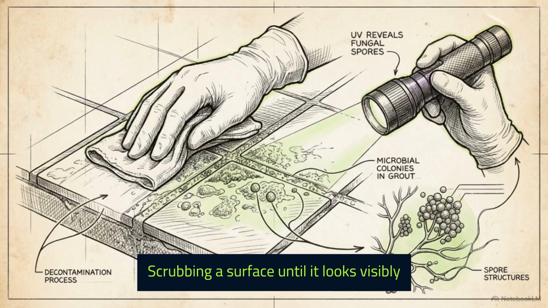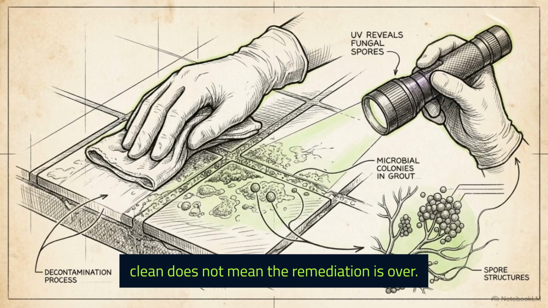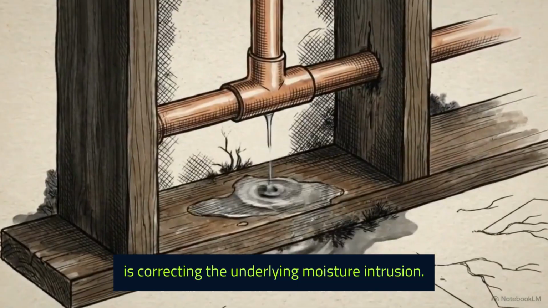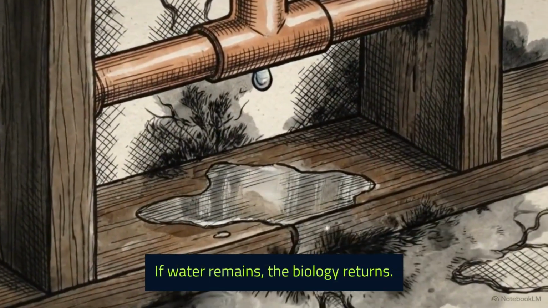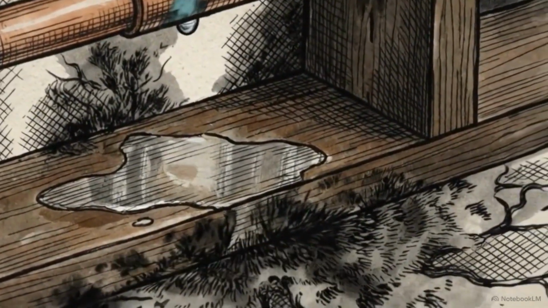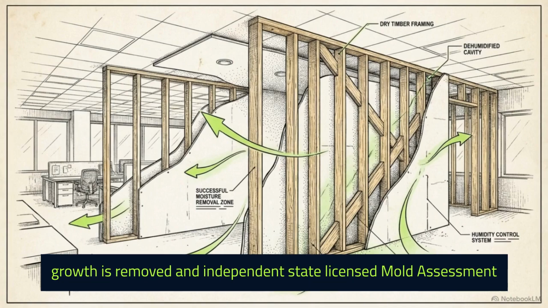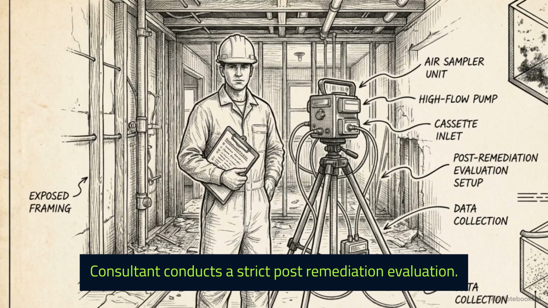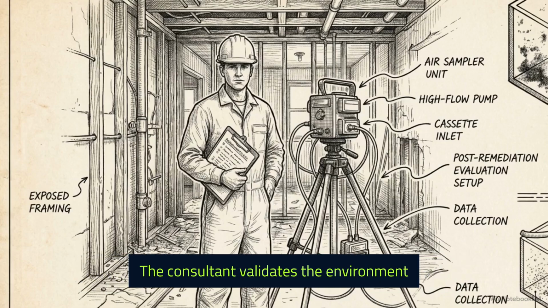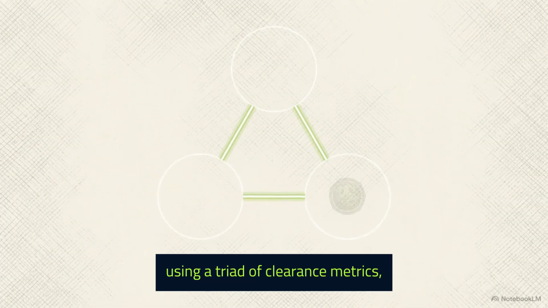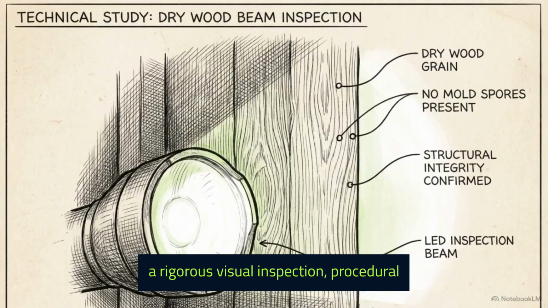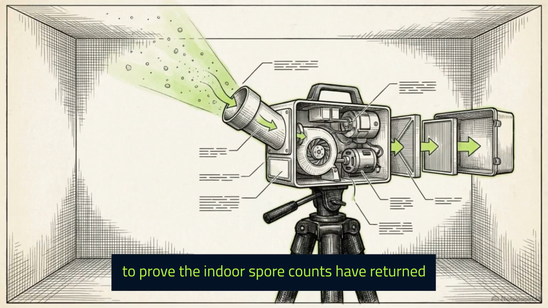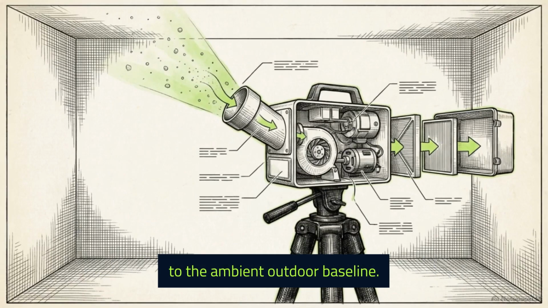Scrubbing a surface until it looks visibly clean does not mean the remediation is over. The absolute prerequisite for declaring a space safe is correcting the underlying moisture intrusion. If water remains, the biology returns. Once the area is dry and visible growth is removed, an independent state-licensed mold assessment consultant conducts a strict post-remediation evaluation. The consultant validates the environment using a triad of clearance metrics, a rigorous visual inspection, procedural verification of the work plan, and analytical air sampling to prove the indoor spore counts have returned to the ambient outdoor baseline.